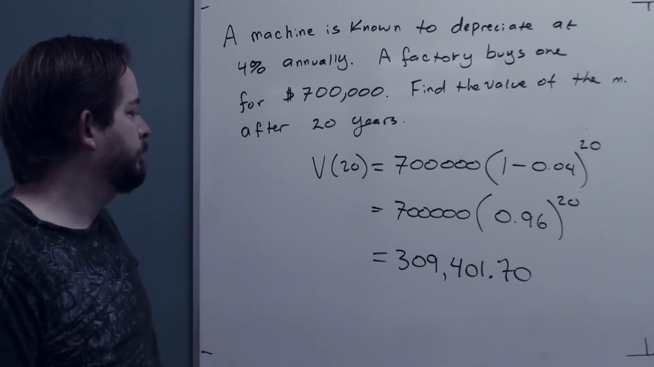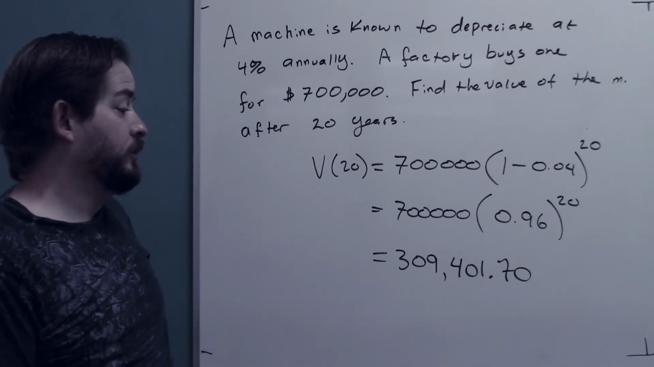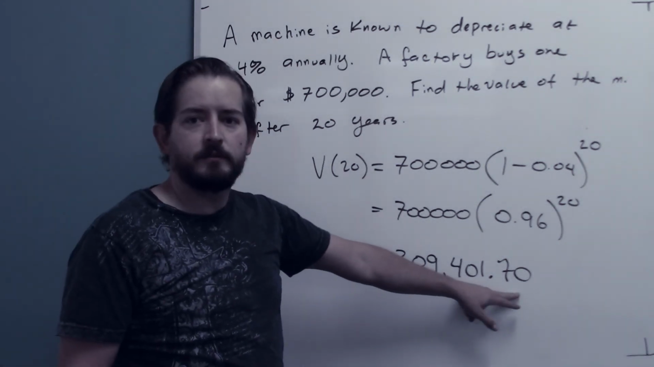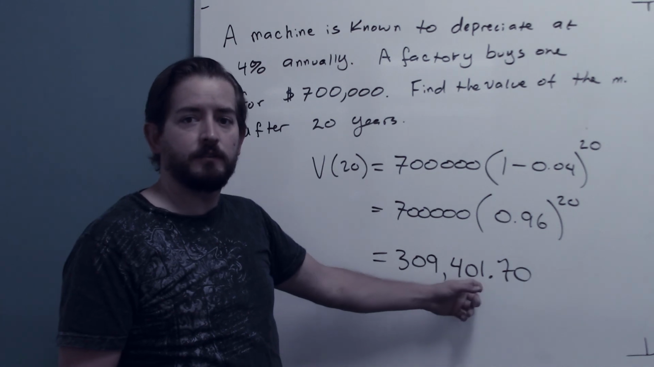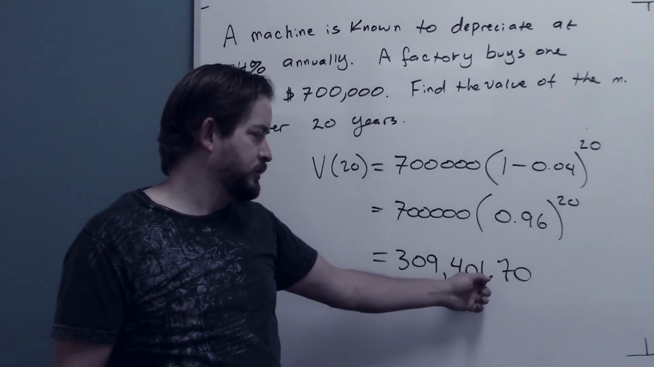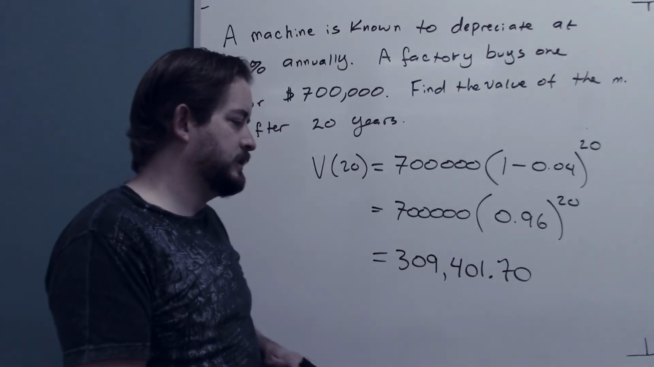Okay. But if your questions do ask you to round to the cent, right, make sure that you know how to round. Some of them might ask you to round to the nearest dollar. If they did, this would be $309,402 because the next digit is higher than 5.